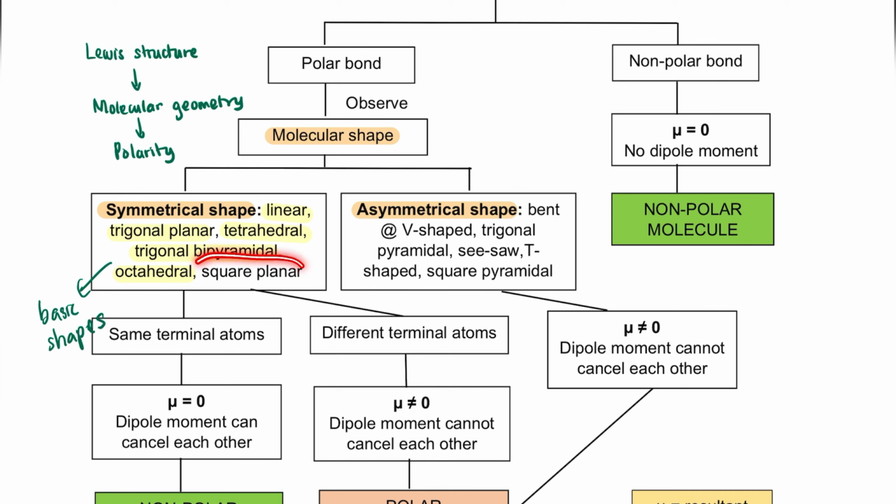And there is actually another one where the central atom has a lone pair but falls in the symmetrical category, which is square planar. So the way to remember it is easy. Just remember symmetrical shapes consist of all basic shapes, and one more is square planar, which is not a basic shape but is symmetrical. And then for asymmetrical shapes, other than all these shapes, that is all I memorize. They consist of bent or V shape, trigonal pyramidal, seesaw, T shape, square pyramidal.